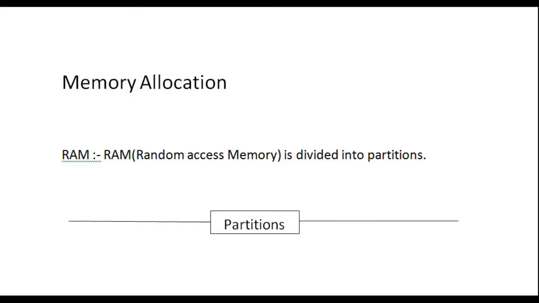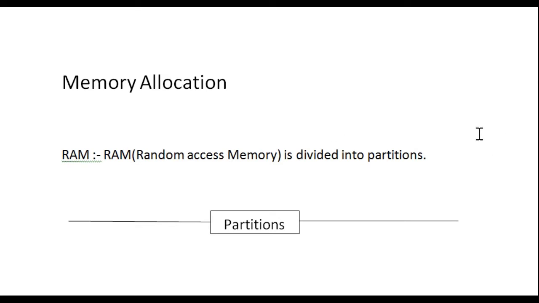Hello guys, so today we will look at how memory is allocated for variables, arrays, or any type which we have declared in our program. So what is memory? When we are talking about memory at runtime, it is the random access memory, or RAM, which is divided into partitions.